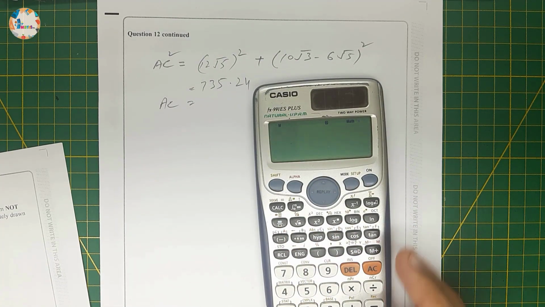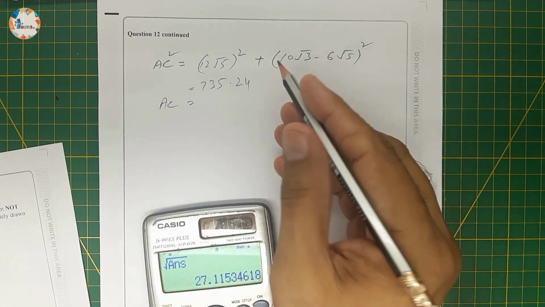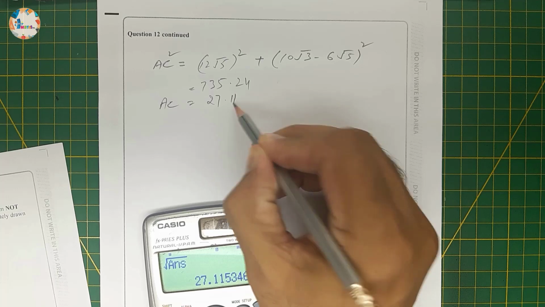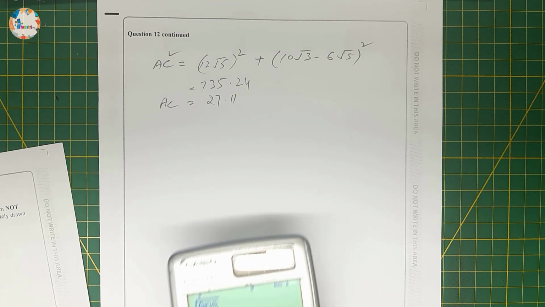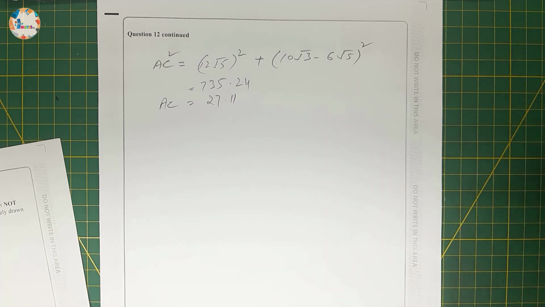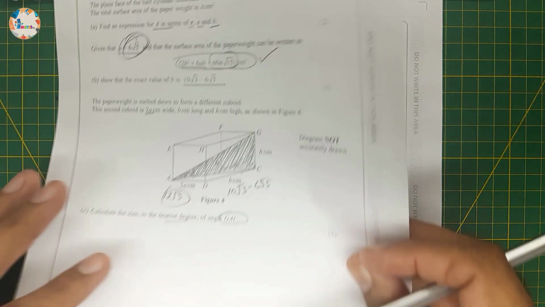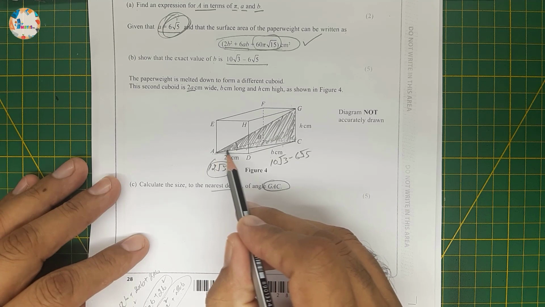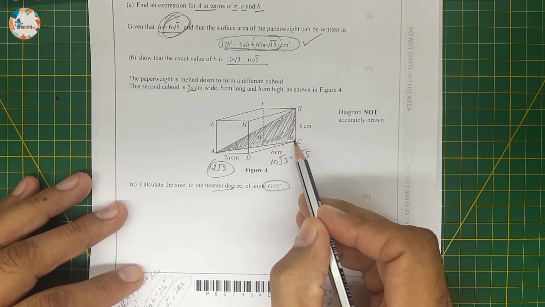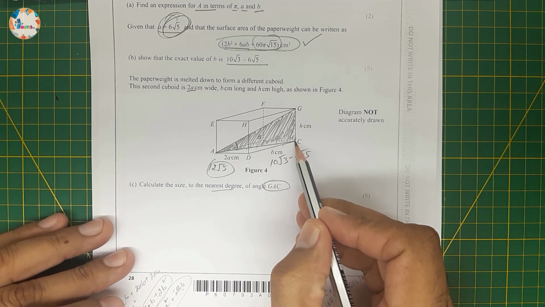Root of the answer will be equal to 27.11. So 27.11 is the AC value. Now after finding this AC value, what is it? The AC value is basically this line. We need to find this height H also. How can we find H?